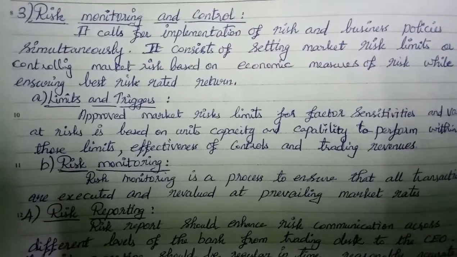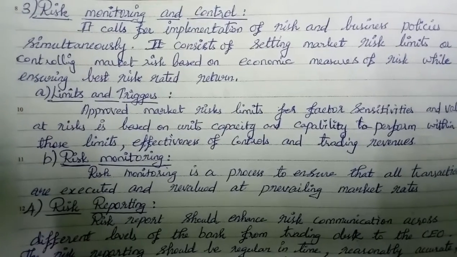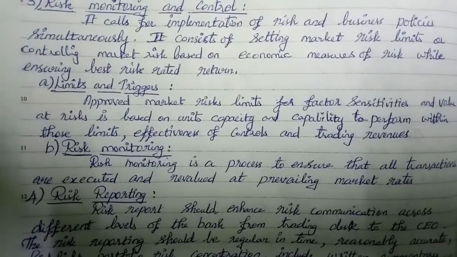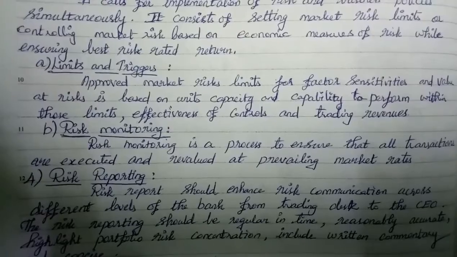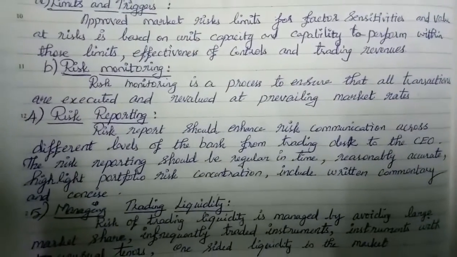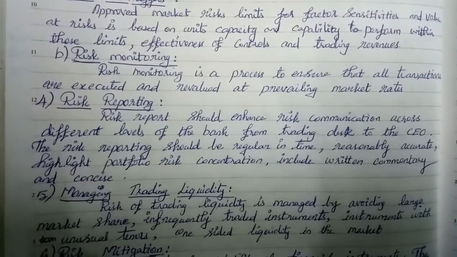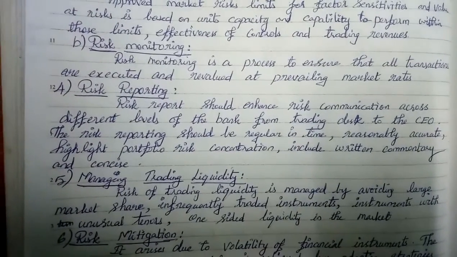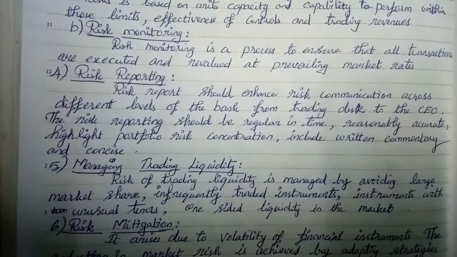Third one is risk monitoring and control. It calls for implementation of risk and business policies simultaneously. It consists of setting market risk limits or controlling market risk based on economic measures of risk while ensuring best risk-rated return. Limits and triggers. Approved market risk limits for factor sensitivities and value at risk are based on unit capacities and capability to perform within those limits, effectiveness of control and trading revenues.